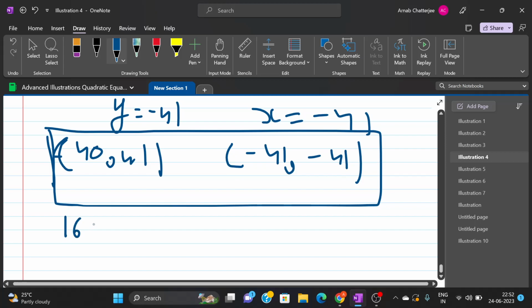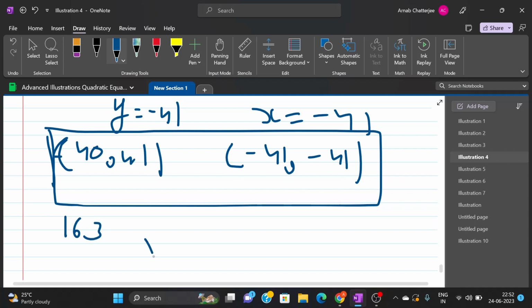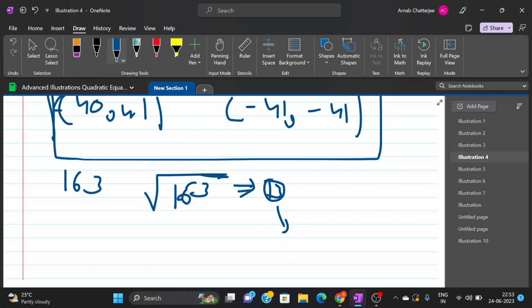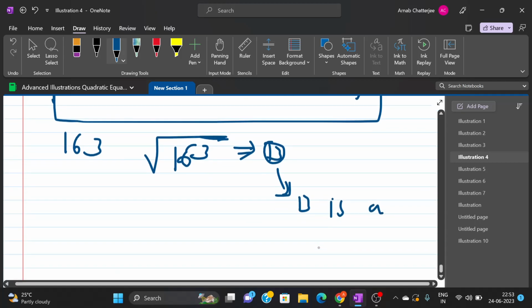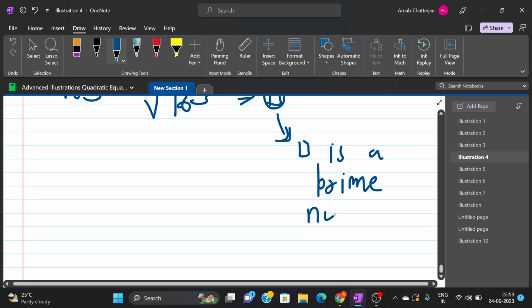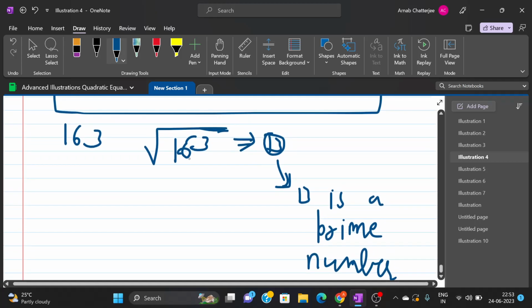Let's ensure ourselves that 163 is a prime. That can be done easily. You find the root of 163, and the nearest integer to that is actually 13, since root 163 is nearer to 169. And 13 is not divisible by any prime less than it, so 13 is a prime number, so we have 163 is a prime number.